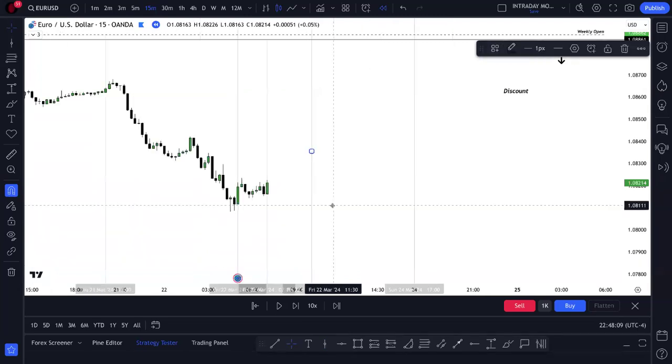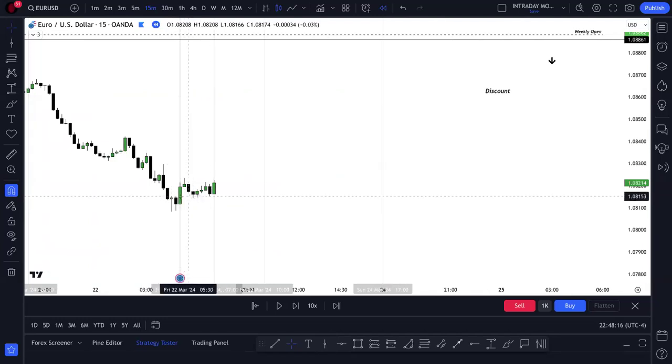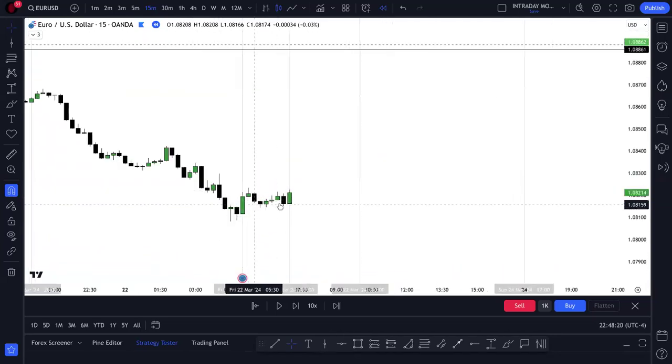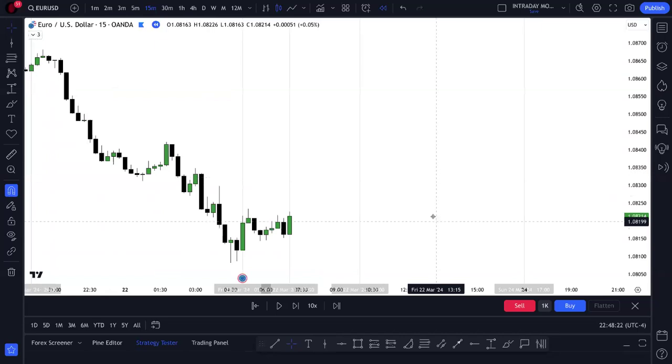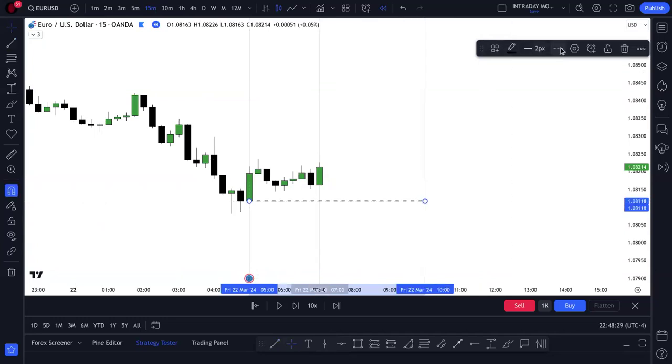I'm not worried about the news. I was not worried about this because look at where it's happening. It's happening during the dead zone. I wouldn't even be trading here. Look at the price action there. Come on, guys. Wouldn't even be trading there, but you'll have other folks tell you that you can.